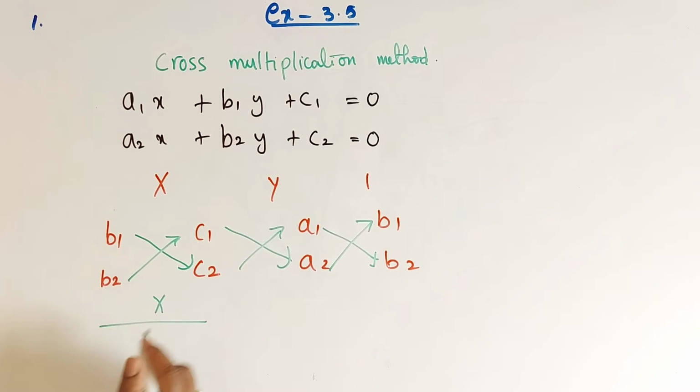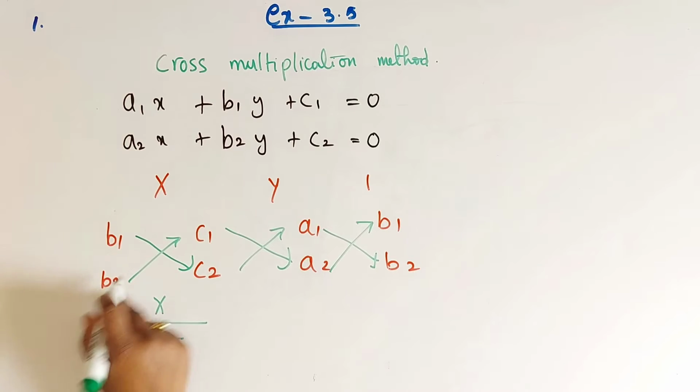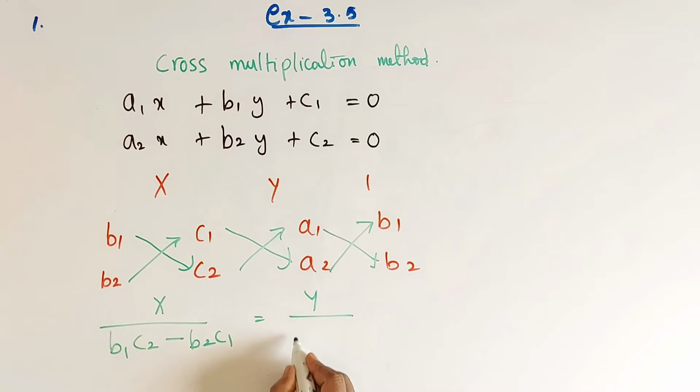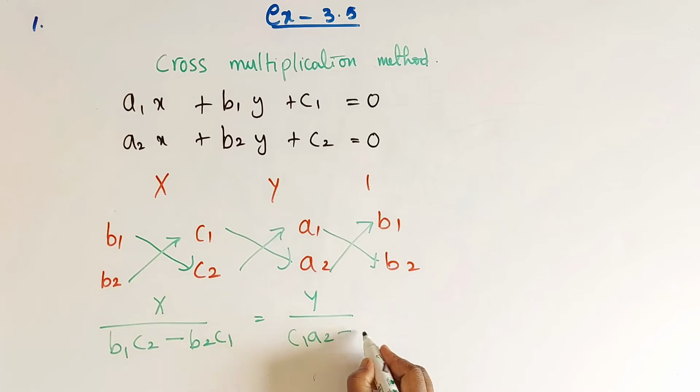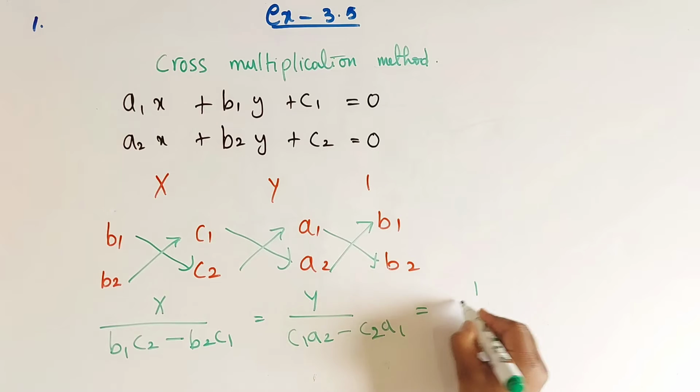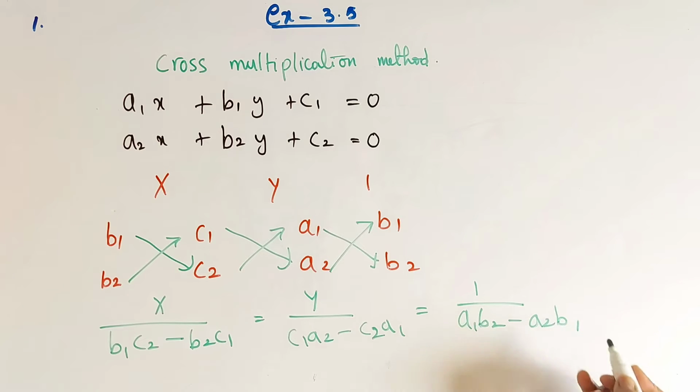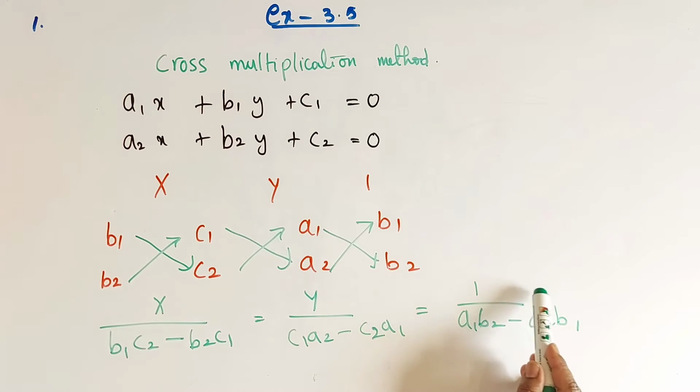Now just write the formulas, children. X divided by b1 c2 minus b2 c1, that equal to y divided by c1 a2 minus c2 a1, that equal to constant 1 by a1 b2 minus a2 b1. This is the formula, children. If you want x, x equal to b1 c2 minus b2 c1 by a1 b2 minus a2 b1. If you want y value, c1 a2 minus c2 a1 will go here, divided by a1 b2 minus a2 b1. These are the formulas, children. So let's start the first question.